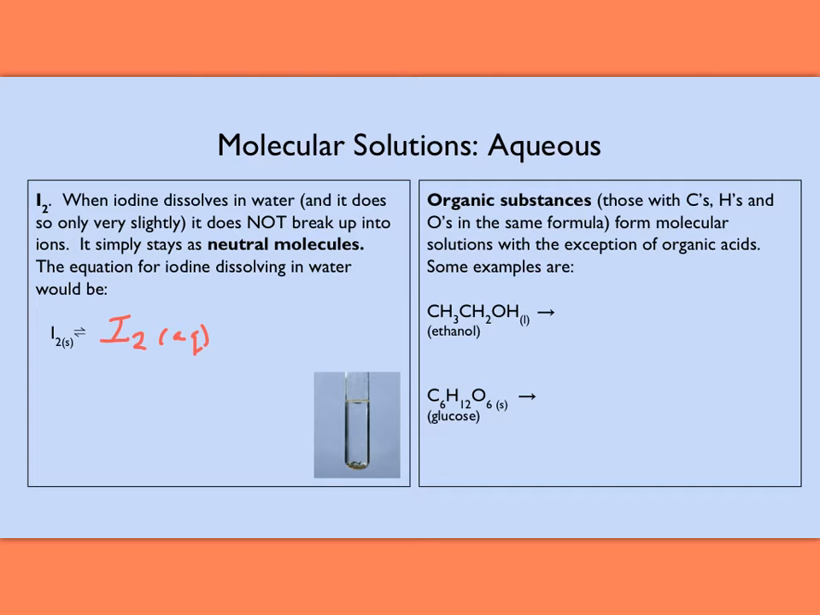Organic substances, those with carbons, hydrogens, and oxygens in the same formula, form molecular solutions as well, with the exception of organic acids, because those organic acids will lose a proton and form ions in solution. But ethanol and glucose, which are molecular substances, do not. So when you want to write an equation describing them dissolving in water, you just write the formula intact, CH3CH2OH, and you put a little (aq) beside it. That's it. Glucose is another example of this. The molecules stay intact, they just separate from one another.